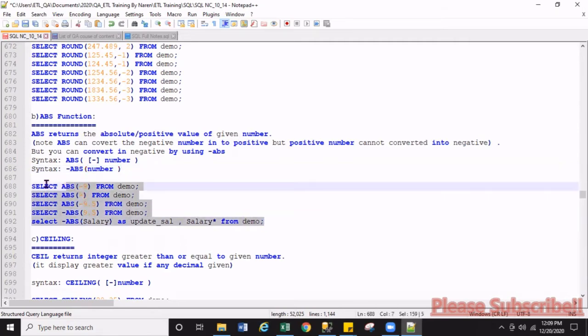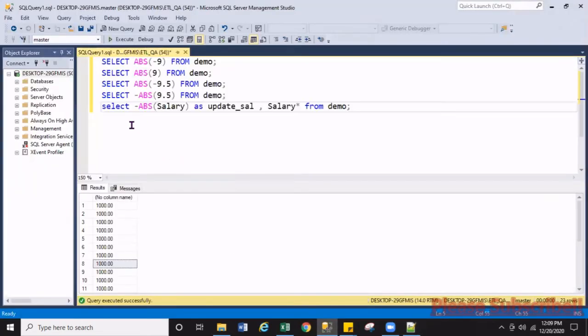Let's execute this query. Okay, so I put 9, and I put negative 9. If I execute the ABS, it becomes 9 as a positive. See here, it makes it positive. But if I run positive 9, it will not convert to a negative, it is still 9. Similarly, even if the number has decimal places and is negative, it will convert to positive. But the 9.5 is positive and I want to convert it to negative, so I can use this minus.